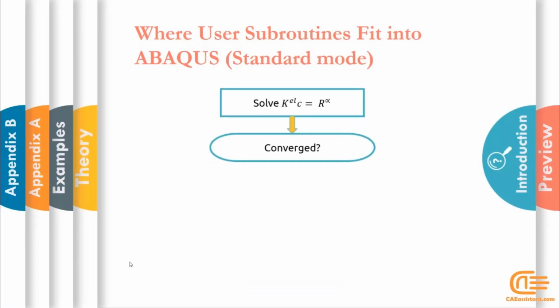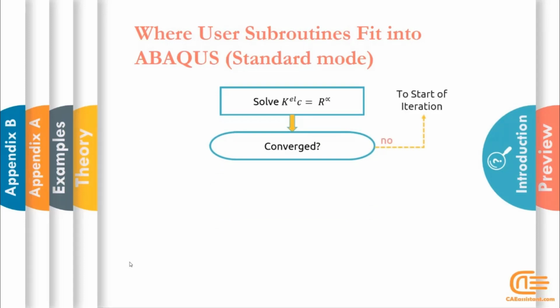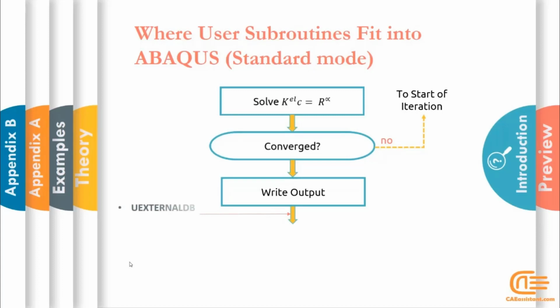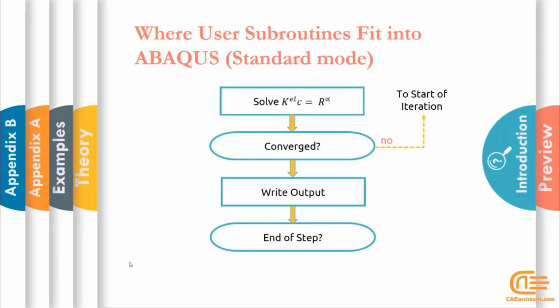If the equation does not converge, it goes back to the beginning of the iteration and repeats it with new values. If it is convergent, the results are recorded and the next increment begins, and the solution continues until the step is complete. If there is another step after that step, solving that step will start. Otherwise, the simulation is completed.